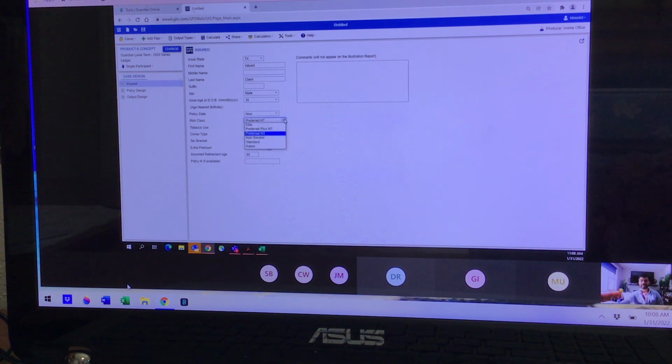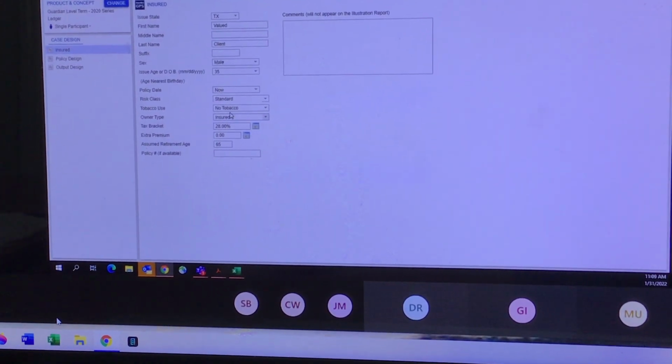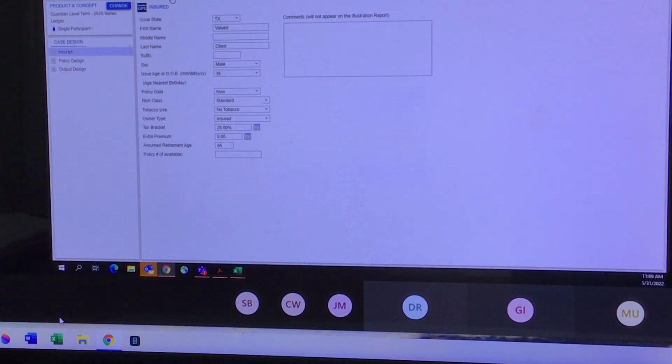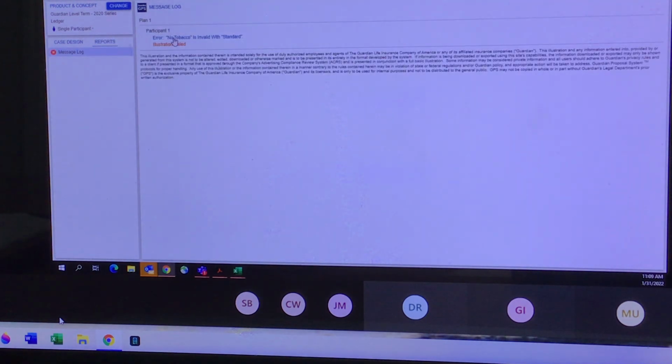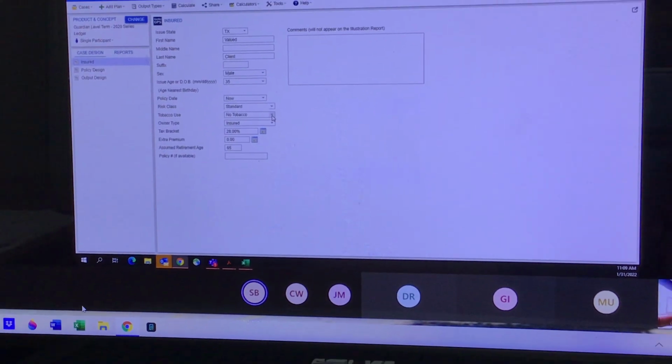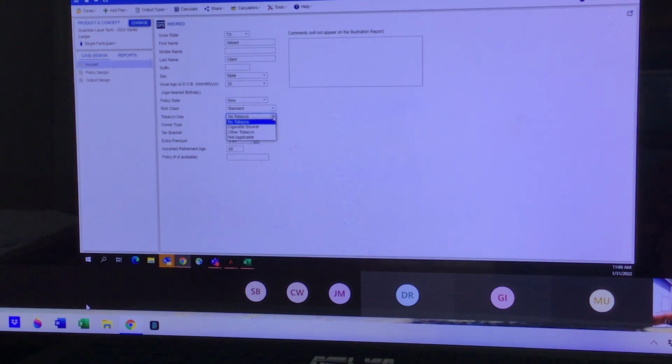Now, anytime we're going to talk about non-smoker, that is our version of standard non-tobacco. So that would be our non-smoker rating. If we go to standard, we would only use that if we do have a smoker. So for instance, if I try to calculate this, just click calculate up here, and I have it as standard and no tobacco, should give me an error message, just letting me know that no tobacco is invalid with standard. So what I would do, I would only use standard when we have a smoker, and that will let me run it.